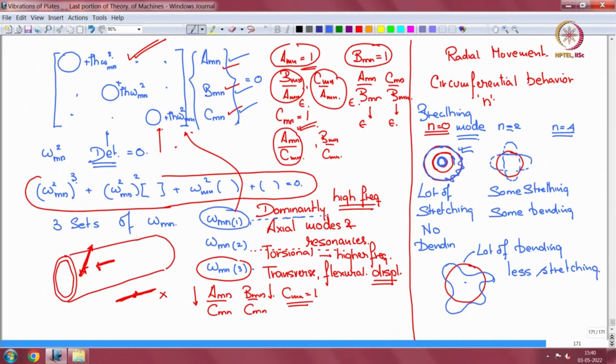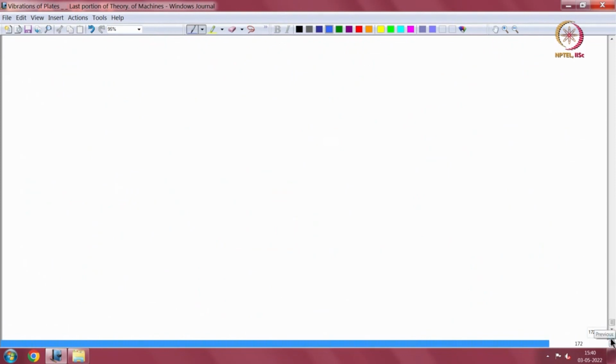Okay. So, now if we think about the Rayleigh quotient, it has strain energy and it has the kinetic energy, which is proportional to omega mn squared.